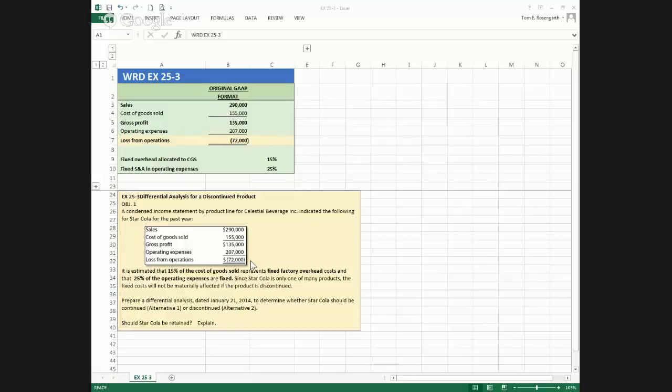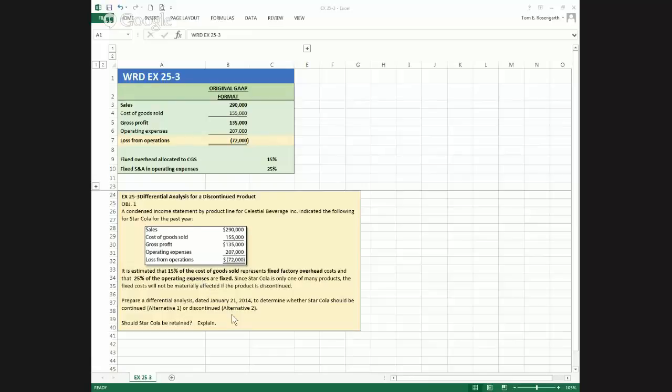Remember, certain costs, like fixed costs, will continue regardless if a plant is shut down. Certain amounts of depreciation, certain salaries, certain amounts of insurance that have been allocated, especially from overhead, will continue, and those fixed costs must be borne or absorbed by the products that remain after the discontinued product has gone away. So for the Star Cola, of the cost of goods sold, 15% of the cost of goods sold is fixed, and 25% of the operating expenses are fixed.